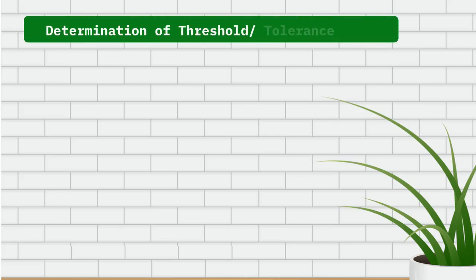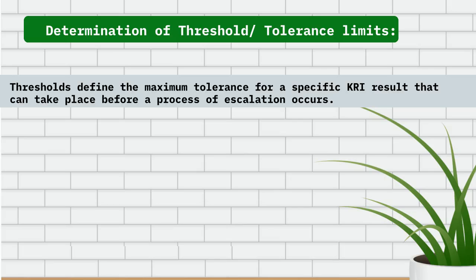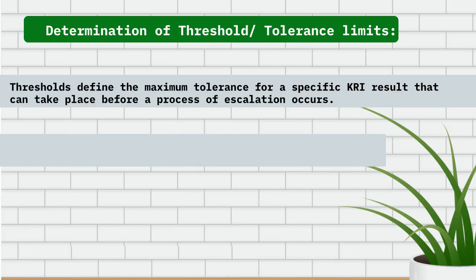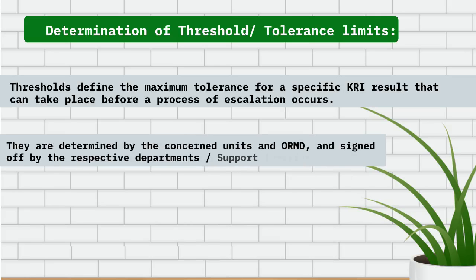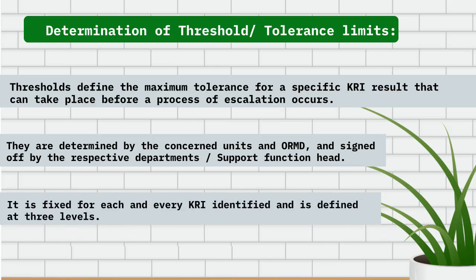Determination of threshold or tolerance limits. Thresholds can define the maximum tolerance for a specific KRI result that can take place before a process of escalation occurs. They are determined by the concerned units of ORMD and signed off by the respective department or support function heads. It is fixed for each and every KRI identified and is defined at three levels.